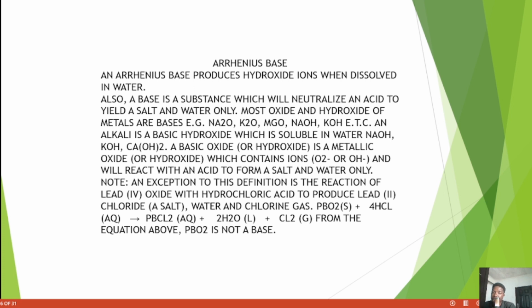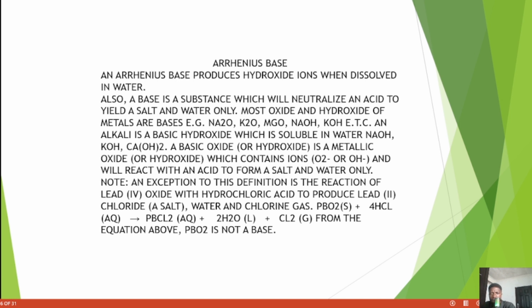Now, with that said, an alkali is defined as a basic hydroxide which is soluble in water. Your most important examples of alkalis include sodium hydroxide, potassium hydroxide, and calcium hydroxide. When you are referring to alkalis, it is not generally describing every base, but describing soluble bases. So the implication is that every alkali is a base, but not all bases are alkalis.